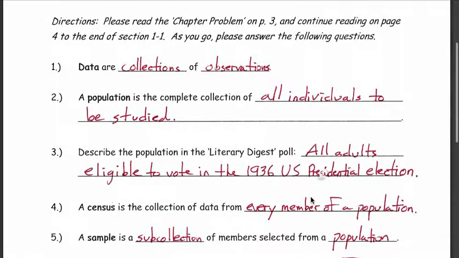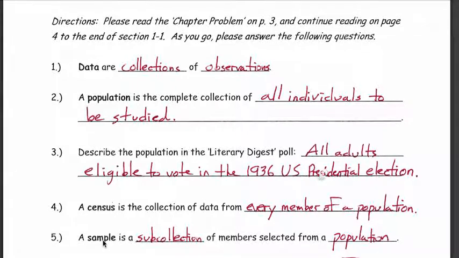So the population in the Literary Digest poll was all adults that were eligible to vote in the 1936 US presidential election. So the poll itself didn't ask all adults, they were asking a group of all of the adults, but the actual population represents everyone that could have voted. And a census would be trying to collect data from every member of a population. The United States does a census every 10 years, and quite frankly, it's pretty difficult to try to, and in fact, impossible to actually contact every member of a population. But we take 10 years and try and do it.